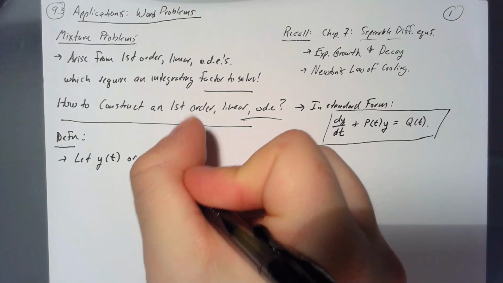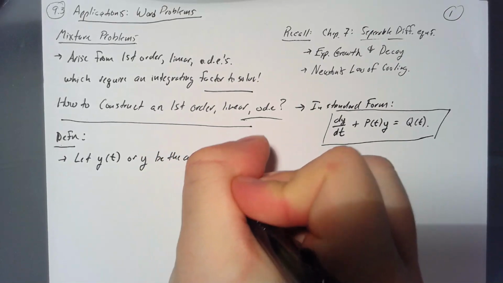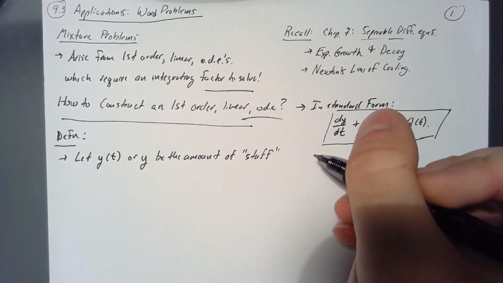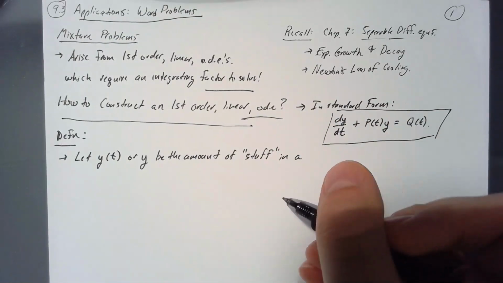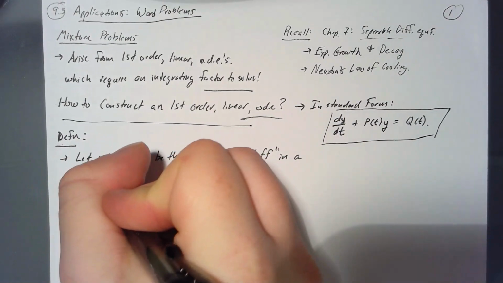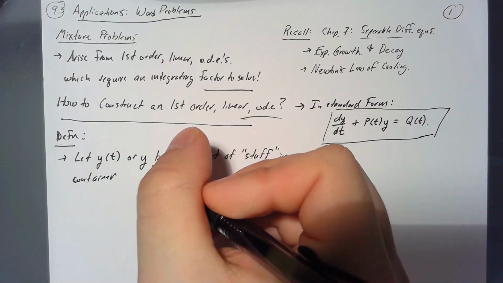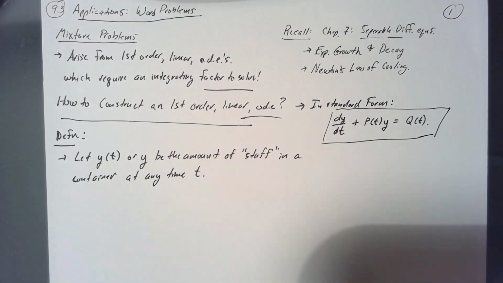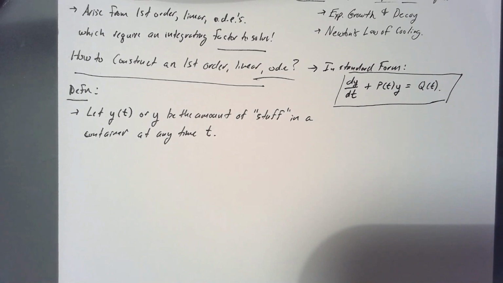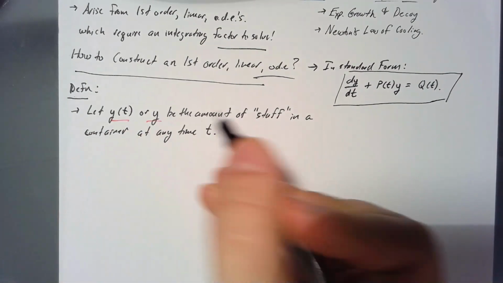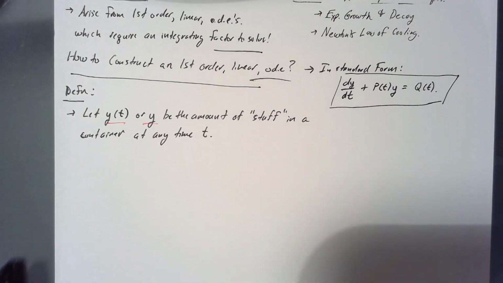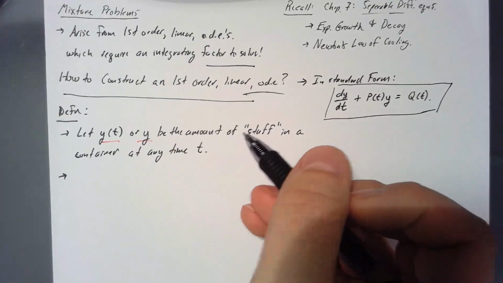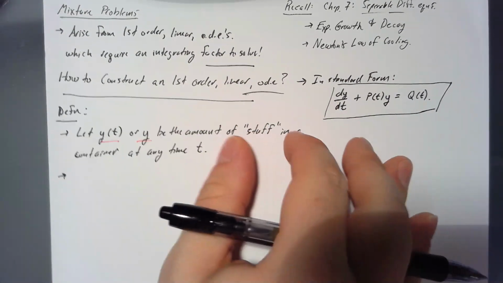We're going to let that be the amount of stuff in a container at any time t. All right, so we're going to let y, or y of t, be the amount of stuff in a container at any time t. So there's a lot of things we need to consider here, but I'm going to collect everything we need on this sheet.